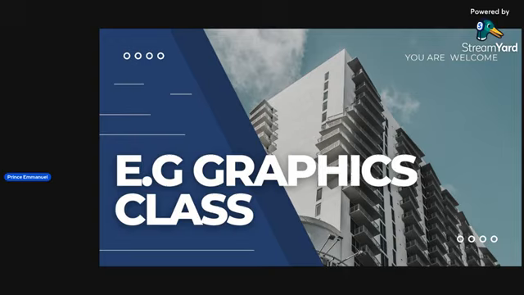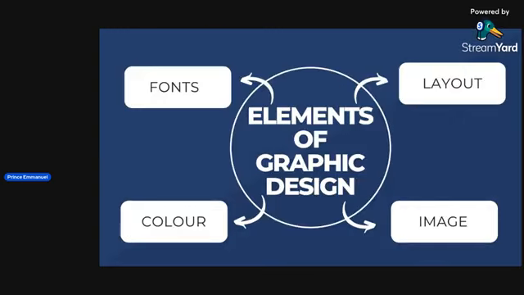I'm going to be teaching you a lot of things, ranging from elements of graphic design and how to navigate your way using colors as a graphic designer, and how to use colors in your design appropriately. I'll be teaching on elements of graphic design. There are four elements of graphic design, which are fonts, layout, color, and image. There are more, such as alignment and contrast, but I'll just be listing these basic ones.